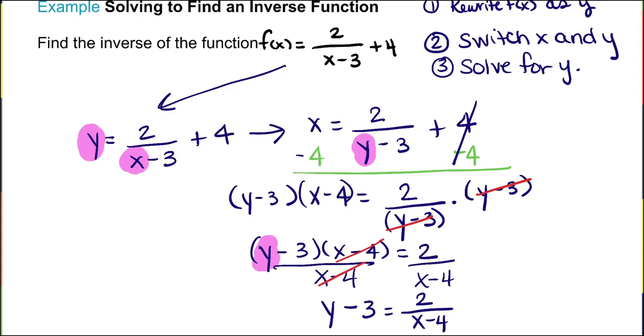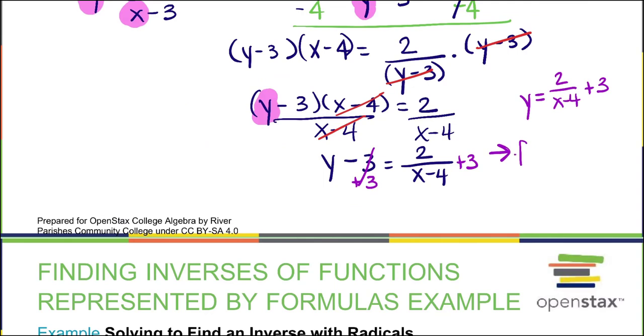And now to get rid of one more item, we want to get rid of the minus 3. So I'm going to add 3 to both sides. And my new equation is y equals, because the 3's canceled, 2 over x minus 4 plus 3. So we would write our answer as f inverse of x is equal to 2 over x minus 4 plus 3.